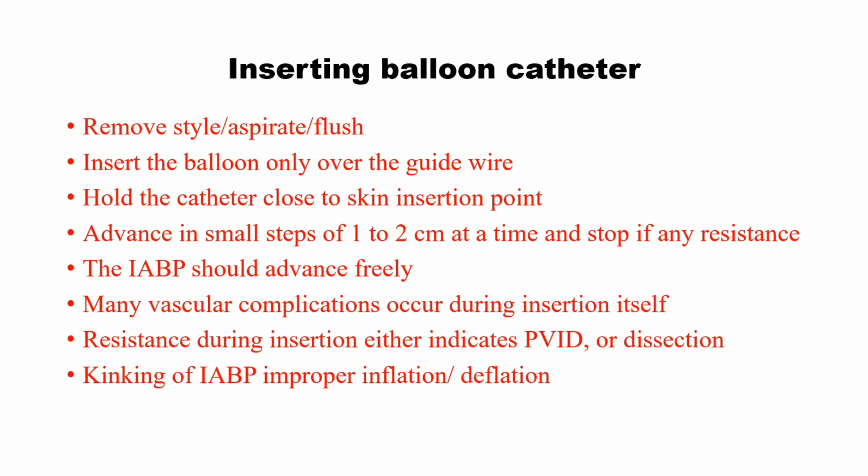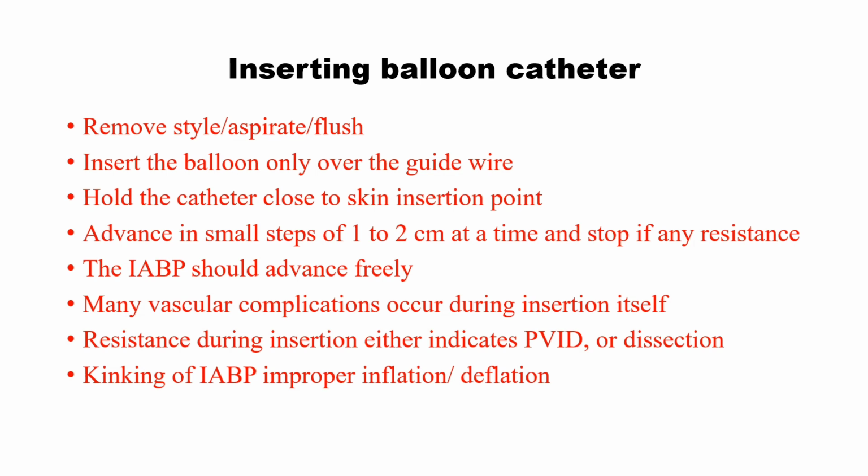Next we'll see how to insert the balloon catheter. First, remove the sheath, then aspirate and flush. After that, insert the balloon only over the guide wire. Then hold the catheter close to the skin insertion point. Next, advance in small steps of 1 to 2 cm at a time and stop if there is any resistance. The IABP should advance freely when inserted. Many vascular complications occur during the insertion itself, so resistance during the insertion is an indication of PVD or dissection.